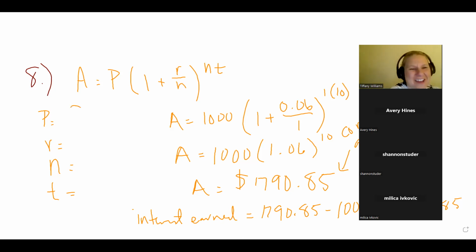So here we're going to have 9,100 is our p-value. Our r is going to be, what was our rate? 0.061. Our n is going to be 4 because we're doing it quarterly, and our time was, I believe, 4 years. Is that right? Yep, 4 years. So let's put this into our formula here.